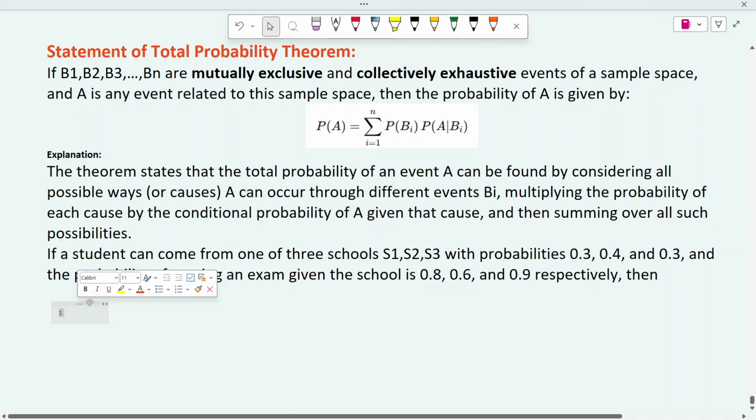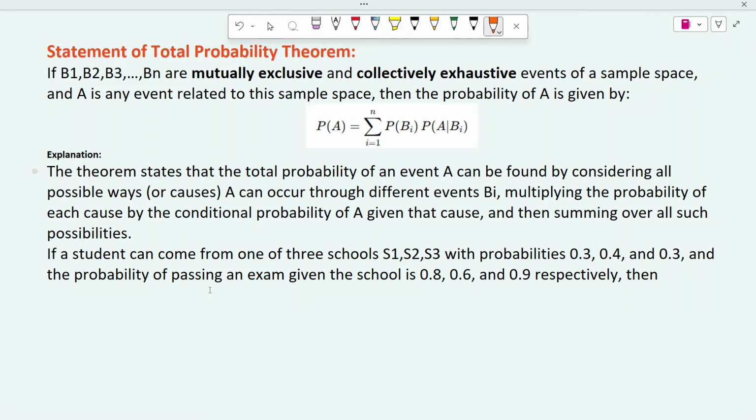So in this video, we will see the statement of the total probability theorem and its explanation with an example. The statement says that if there are n events b1, b2, b3 and so on up to bn, which are mutually exclusive and collectively exhaustive events of a sample space.